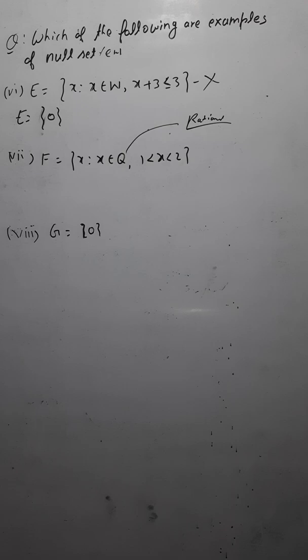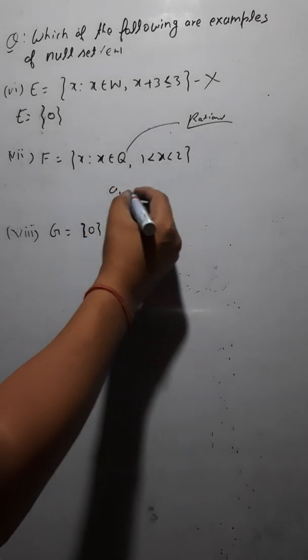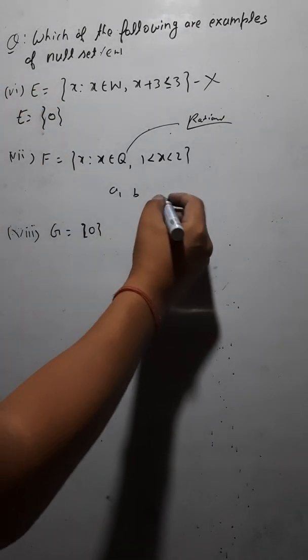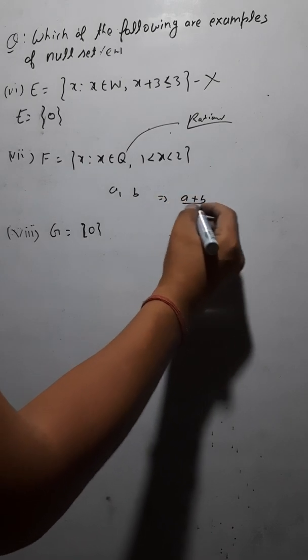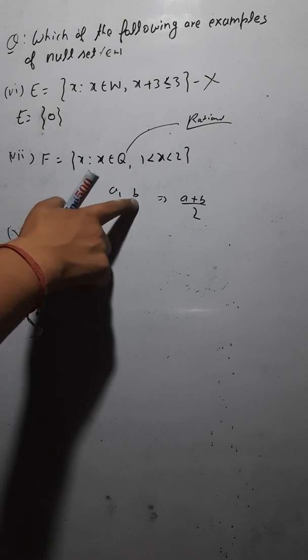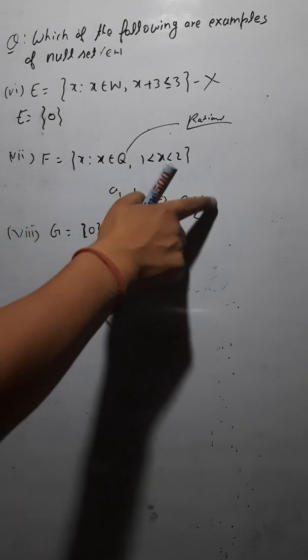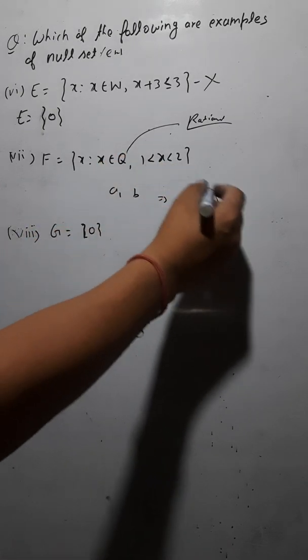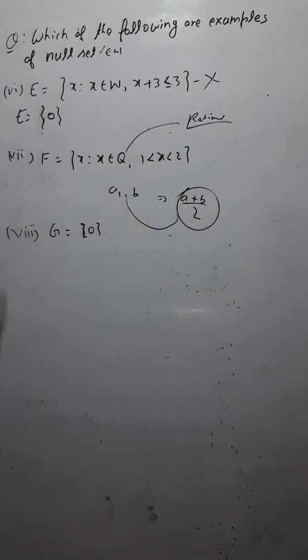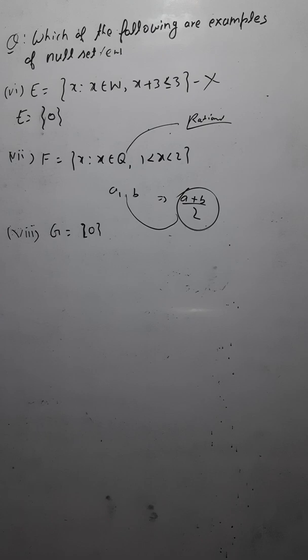Now we have already discussed this in the previous classes. Let's say we have a and b, two rational numbers. Then it implies what? It implies (a plus b) by 2, means their median. If you are taking their median, it would be (a plus b) by 2. So this (a plus b) by 2 would be a rational number which would be in between a and b. Yes or not?